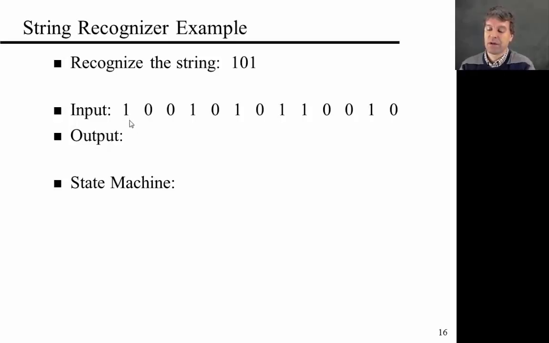Good. So here, what's the output? You're recognizing 101. So if all you've seen is a 1, your output is going to be 0. If you've seen 1, 0, your output's still 0. Now, there's a 1, which is a bit more interesting. So you've seen 1, 0, and this is of course 2. So now you've seen the series 1, 0, 1.